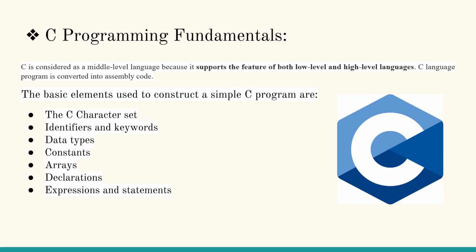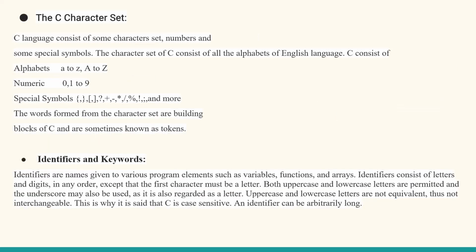Basically, C is considered a middle level language because it supports the features of both low level and high level languages. There are some basic elements used to construct a simple C program. First is the C character set, then identifiers and keywords, data types, constants, arrays, declarations, expressions and statements. First we will see the C character set. It consists of letters, numbers and some special symbols that are given here.